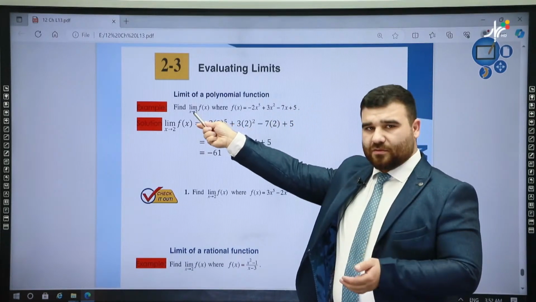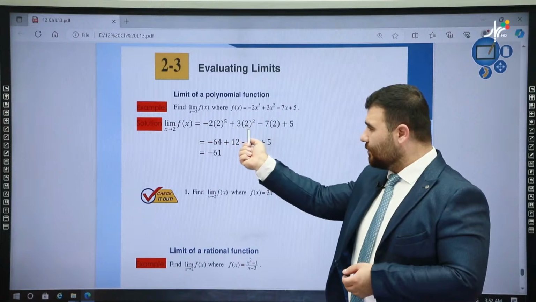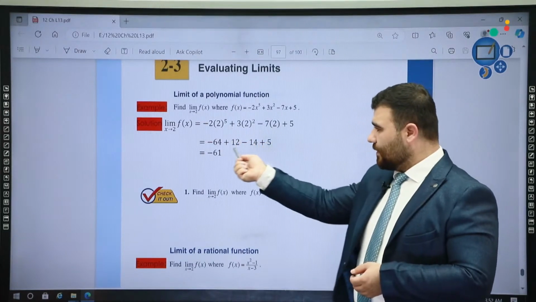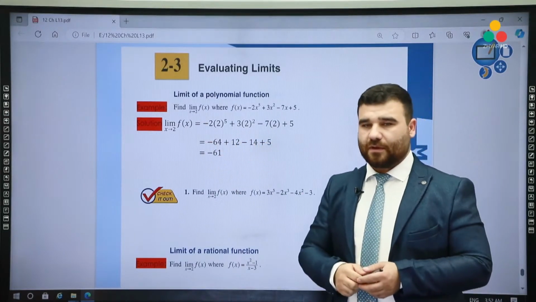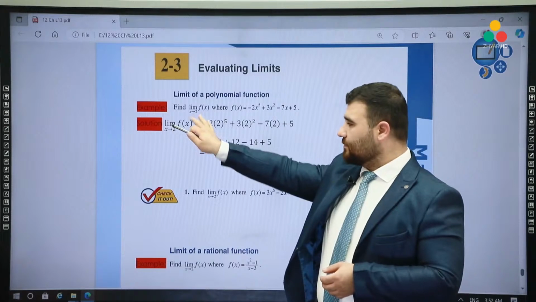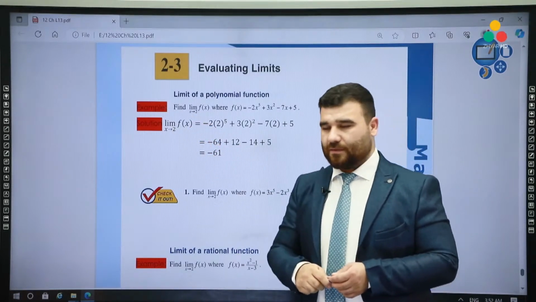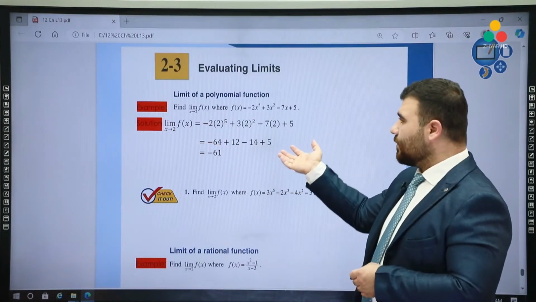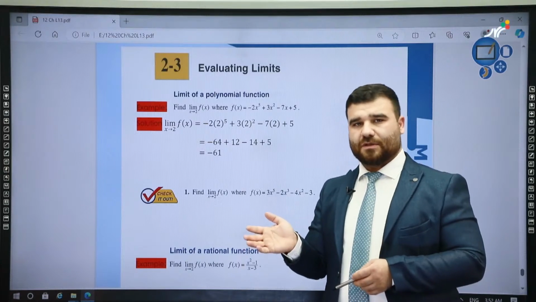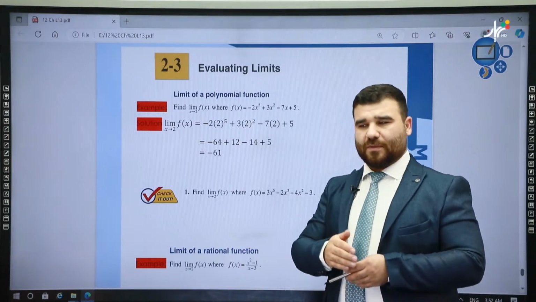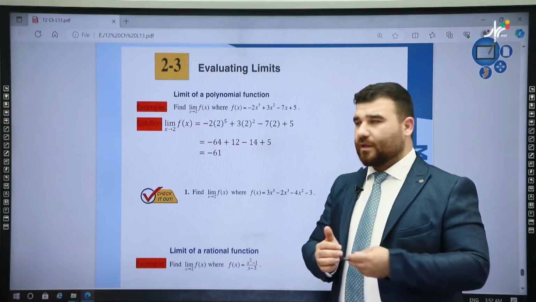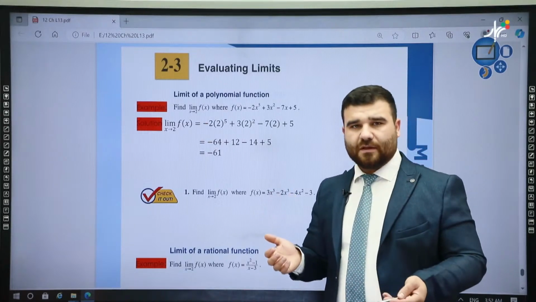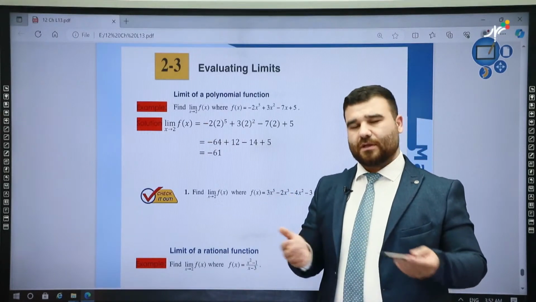Since x tends to 2, we just replace each x with 2. Then we get the result, negative 61. So the value of this limit is negative 61. This way is also called direct substitution. Because the function does not form any indeterminate form, the answer will not be undefined, so we can directly substitute and get the result.